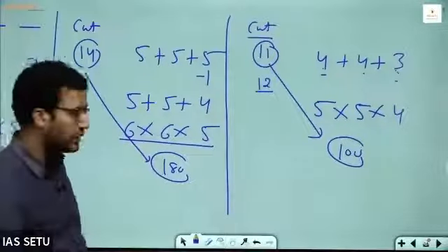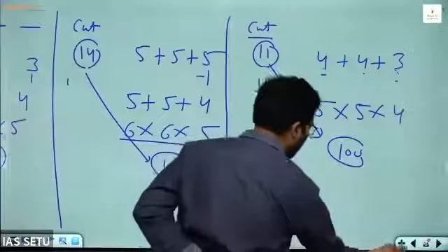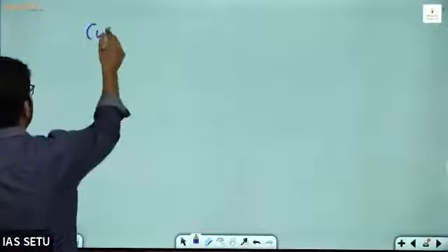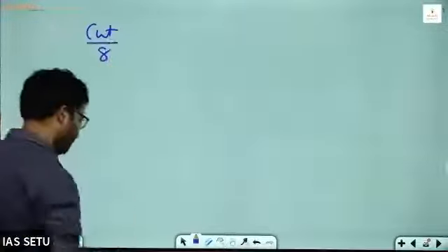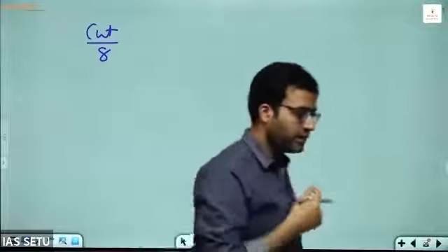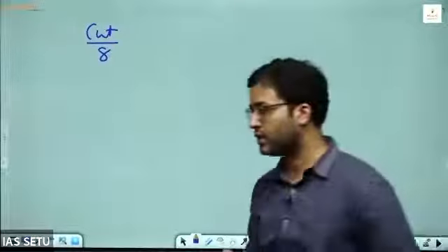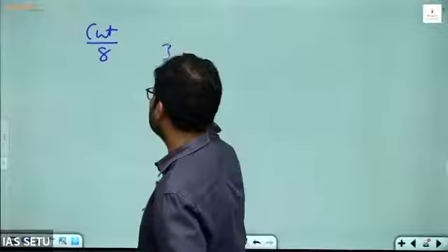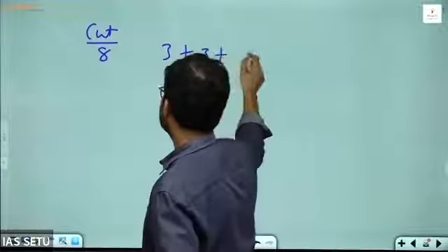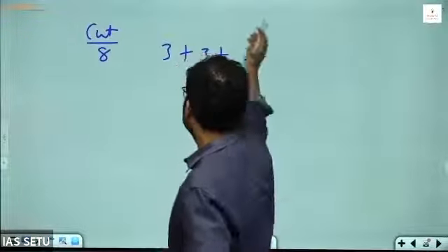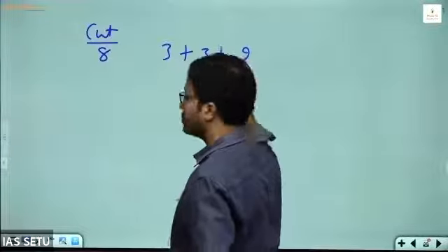Let me take one more example. Number of cuts given 8. Now we both will try. Step number 1, nearest multiple of 3. 8 के nearest multiple of 3 क्या है? 9. If you have 9 chocolates, 3 plus 3 plus 3, but it is actually 1 less, so it will be 3 plus 3 plus 2.